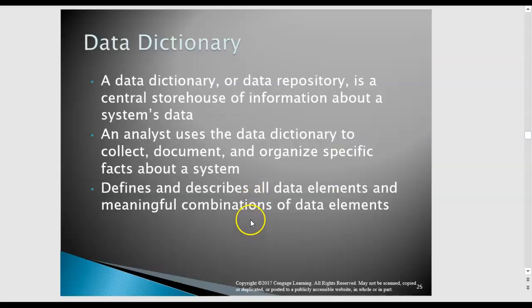So after we've gone through a few examples on the guidelines of creating DFDs, we come to the second part of the chapter, which is on data dictionaries. A data dictionary, like I stated earlier, or a data repository, is the central storehouse of information about the system's data, and it's used to collect, document, and organize specific facts about the system. It also describes all the elements in the data and the meaningful combinations of the data elements.